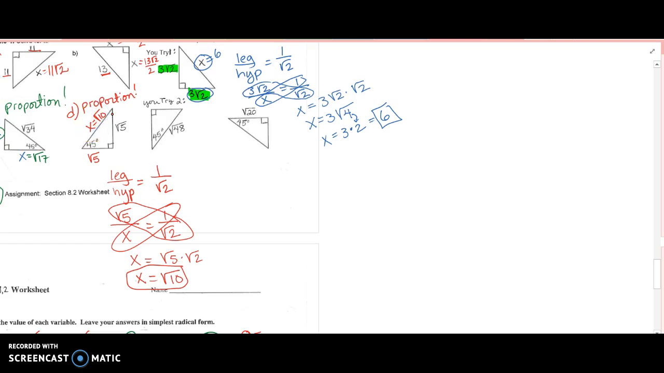For some of you, that made sense because you were thinking this whole time that this is n, and this is n square root 2. So if I replace n with square root 5, times square root 2, isn't that square root 10? Okay, so that's just another way of thinking about solving that same triangle. Do whatever makes the most sense to you.